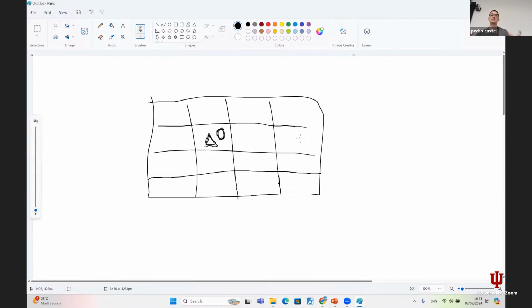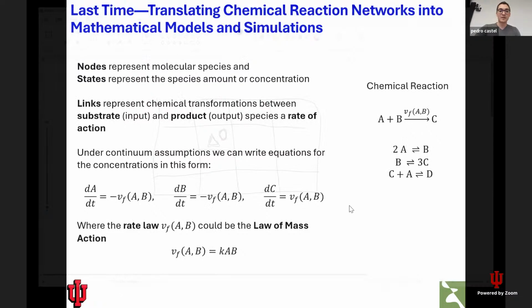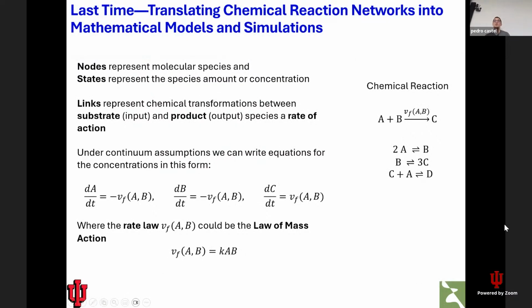And the more of these things I have, the higher the probability of them coinciding in a certain place. So that's why we assume that the rate of change is proportional to both of the concentrations, and the probability of them interacting is the product of them being in a certain position at the same time. So this is, of course, a first approximation. It can be more complicated if you have a very, very high concentration, but for low concentrations, that's valid.